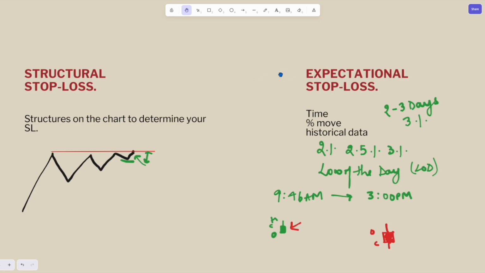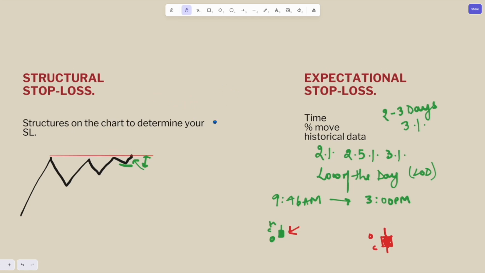I mean, just study your trades. If there was an expectational stop loss you went ahead with, instead of that, if you went ahead with a structural stop loss, how the outcome of the trade would have been different. Study yourself and you will have the answer.